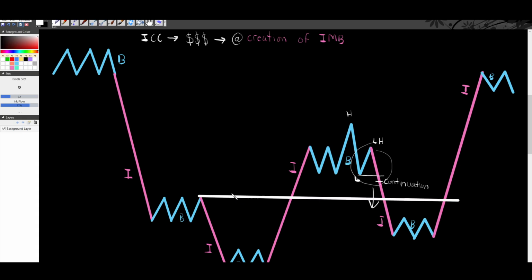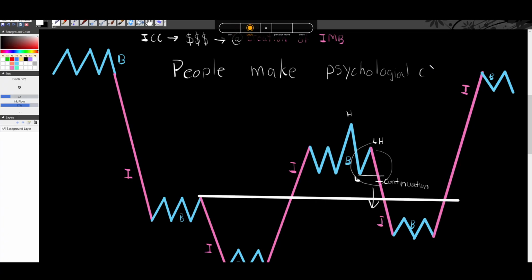So what we're looking at here is, in so many words, people making choices. And what kind of choices are they making? They're making psychological choices. Okay.